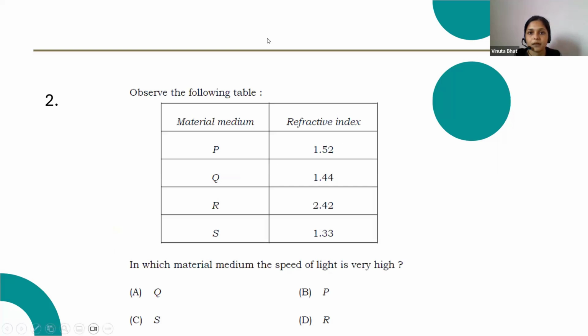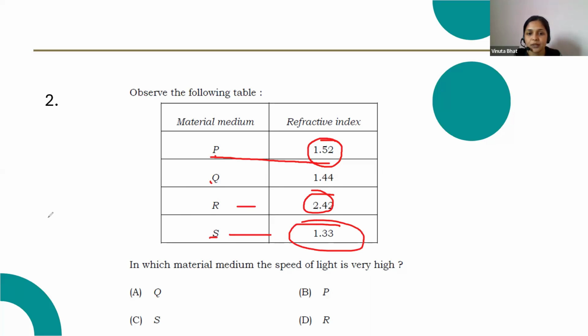Next question. Observe the following table. Here materials or media P, Q, R, S are given, and the refractive indices are given also. P has a refractive index of 1.52, Q has 1.44, R has 2.42, and S has 1.33.